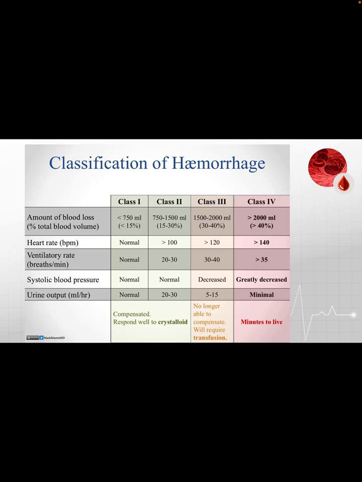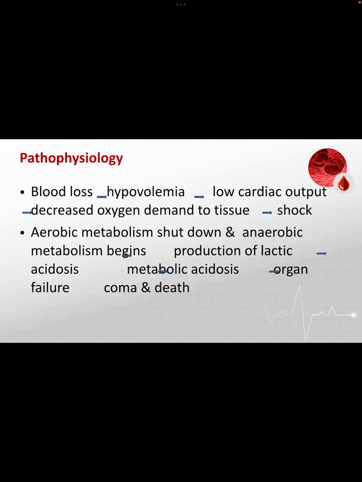And in class 4, when there is a blood loss of 2000 ml or more, the heart rate will be more than or equal to 140 beats per minute. Ventilatory rate will be more than or equal to 35 breaths per minute, the systolic blood pressure will greatly decrease, and urine output will be minimal. This is a fatal condition. This can lead to death.